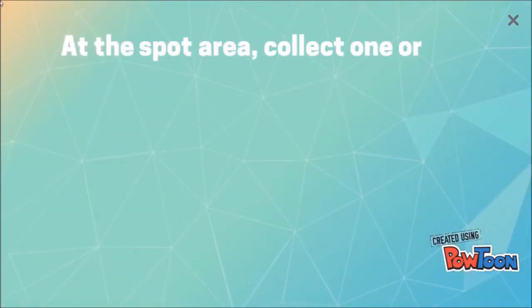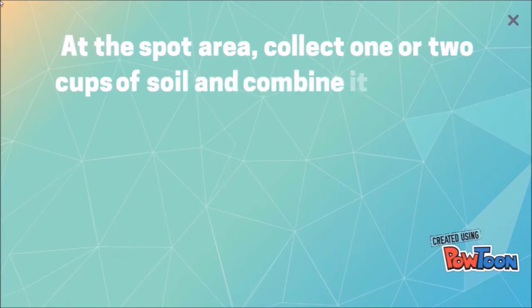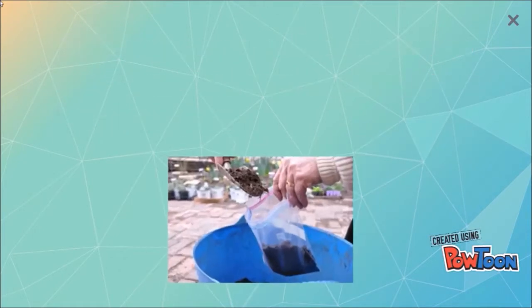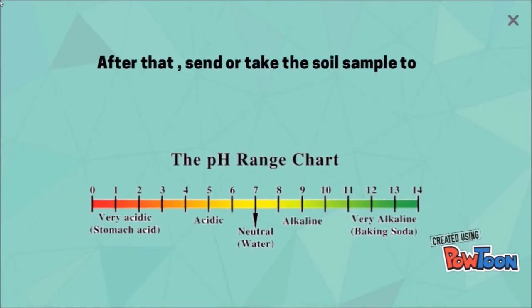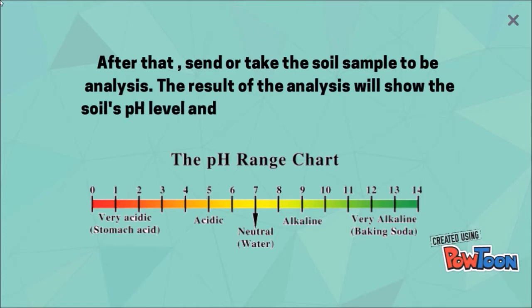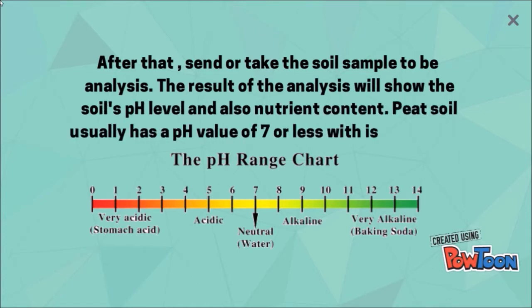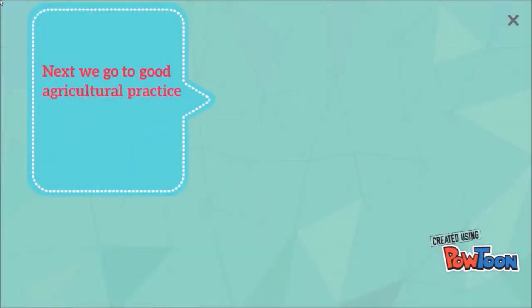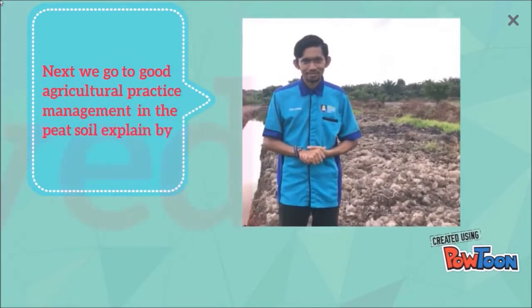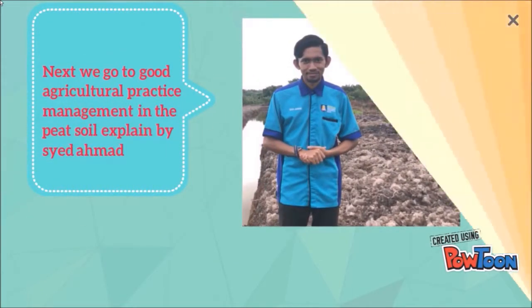At the spot area, collect 1 or 2 cups of soil and combine them together in a plastic bag, and seal the plastic. After that, send or take the soil sample to be analyzed. The result of the analysis will show the soil's pH level and also nutrient content. Peat soil usually has a pH value of 7 or less, which is very acidic. Next we go to good agriculture practice management in peat soil explained by Syed Ahmed.